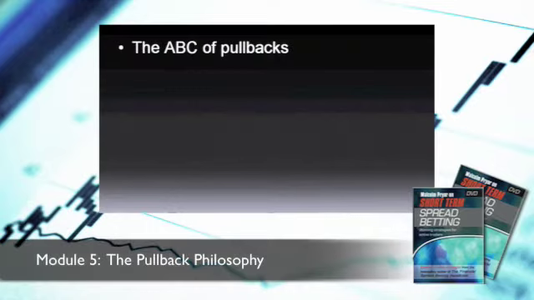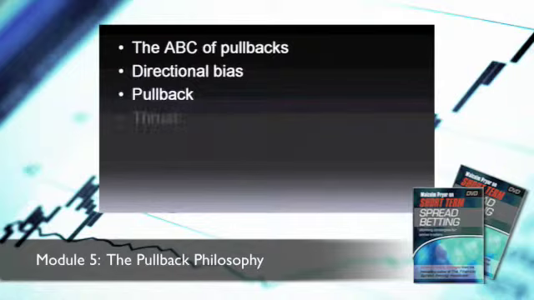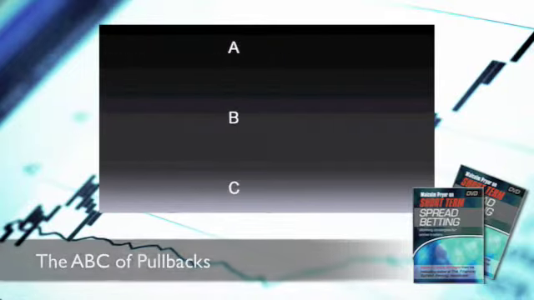Kick off with what I call the ABC of pullbacks, which should explain how I trade pullback strategies in all time frames. We're then going to look at the three component parts of a pullback strategy: directional bias, the pullback itself, and what I call thrust. So let's start with the ABC of pullbacks.